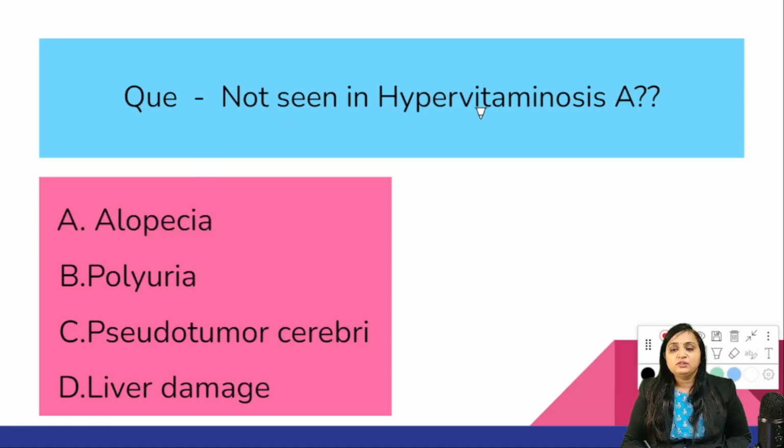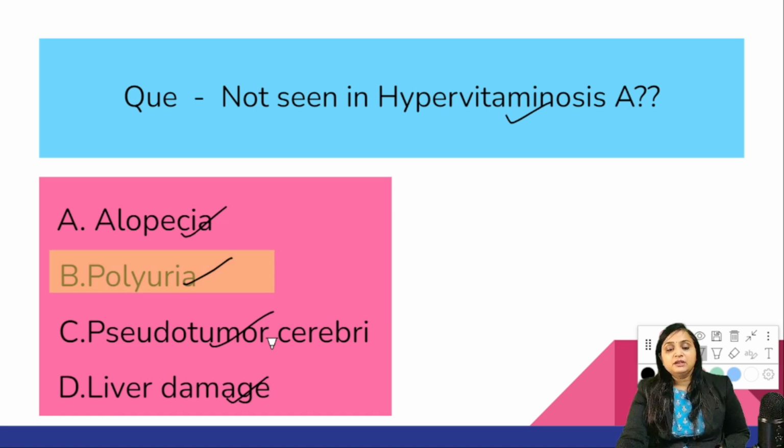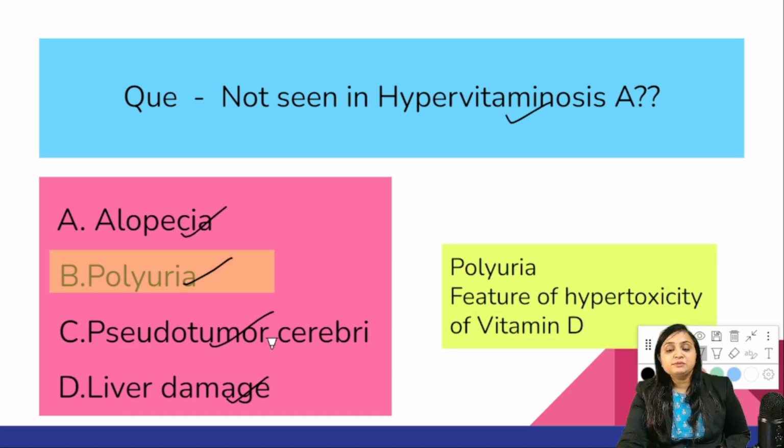The next question: not seen in hypervitaminosis A. Alopecia, polyuria, pseudotumor or liver damage. The correct answer is polyuria. Polyuria is seen in vitamin D toxicity, but not in vitamin A toxicity.